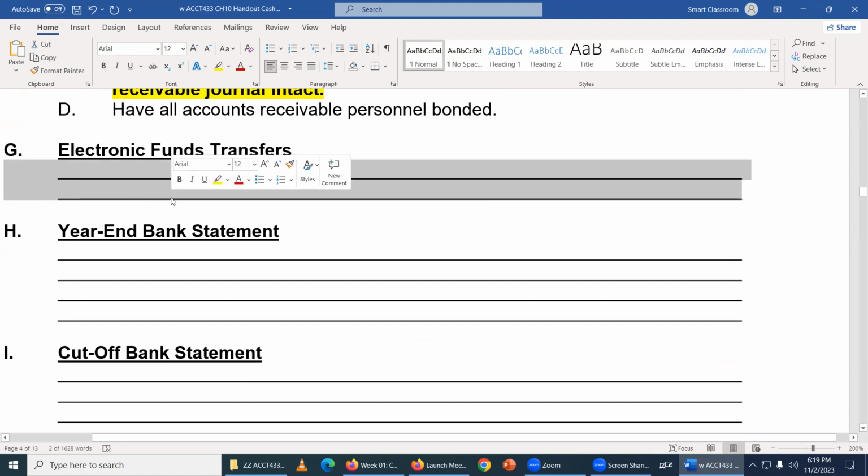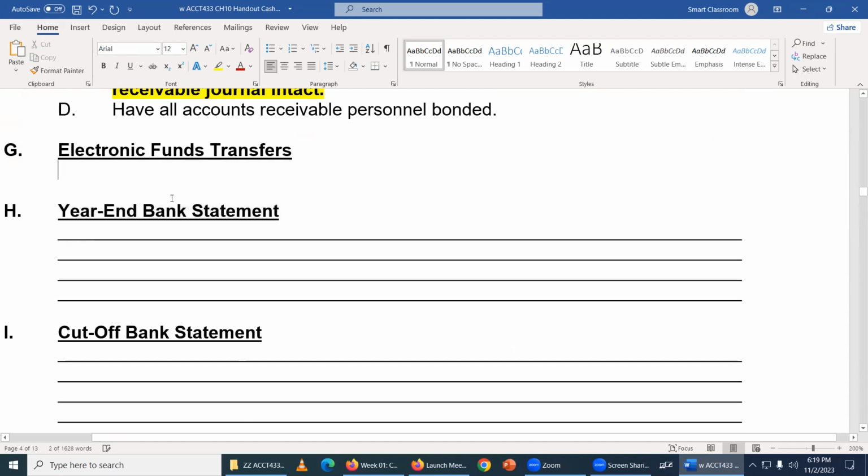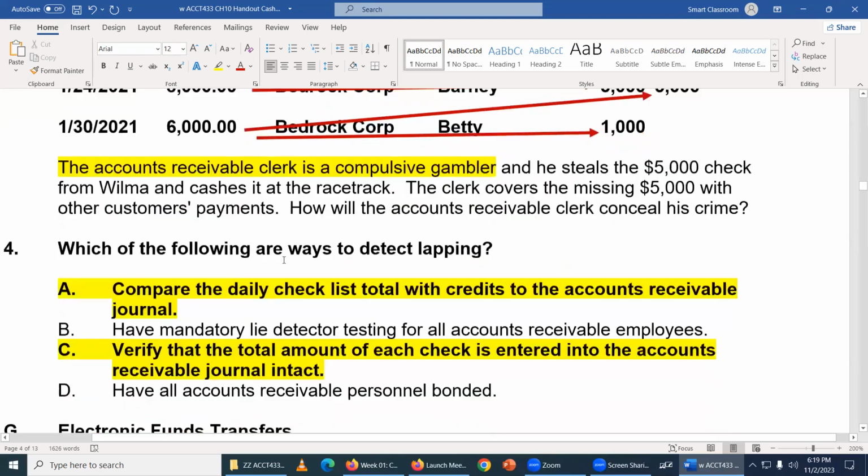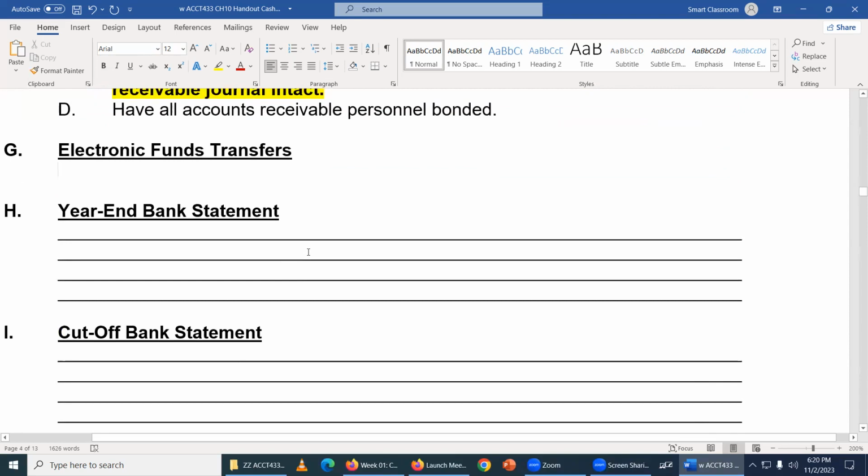Electronic funds transfer. This obviously makes a lot of the stuff less likely to happen. For instance, a lot of these checks that have come in, electronic transfer kind of puts an end to that. And this is obviously just payments and receipts of money being transmitted electronically.